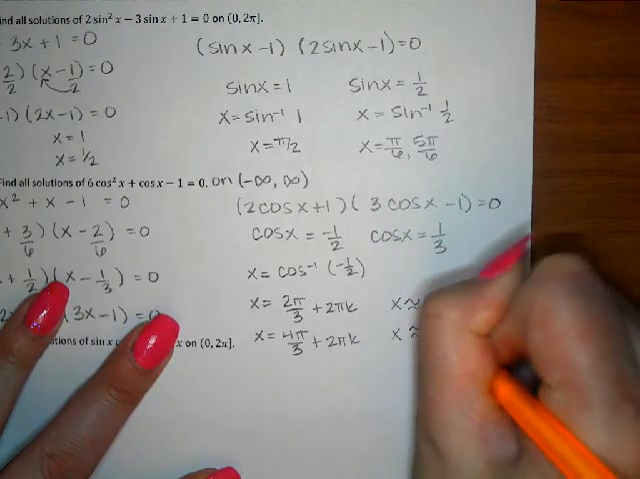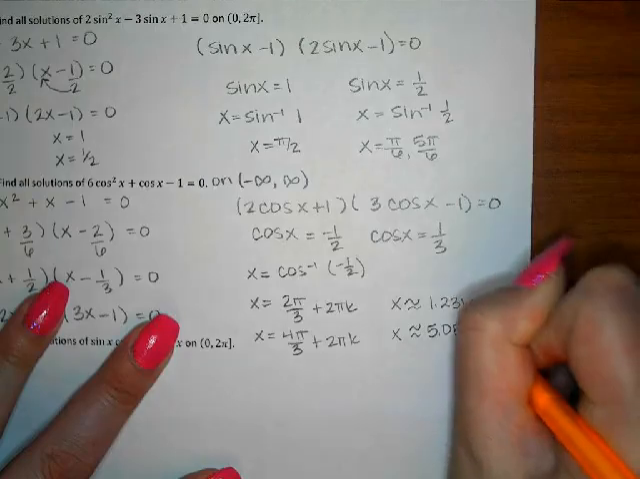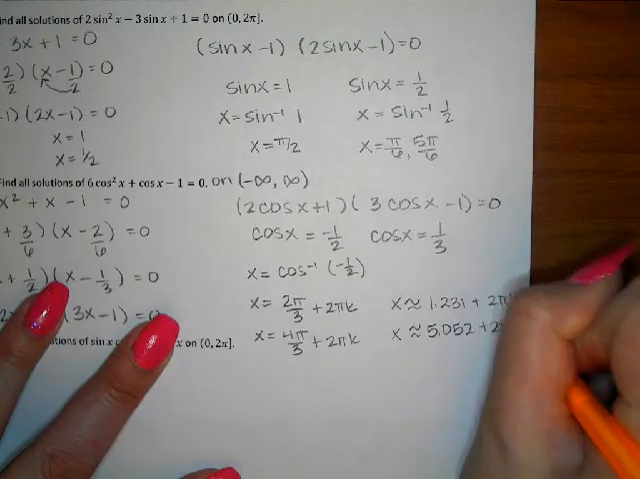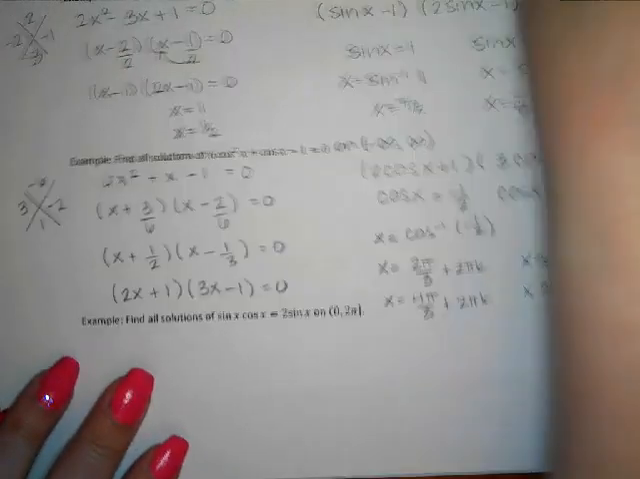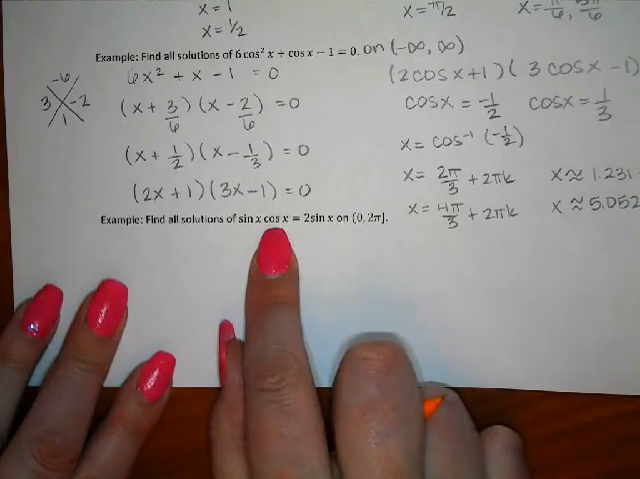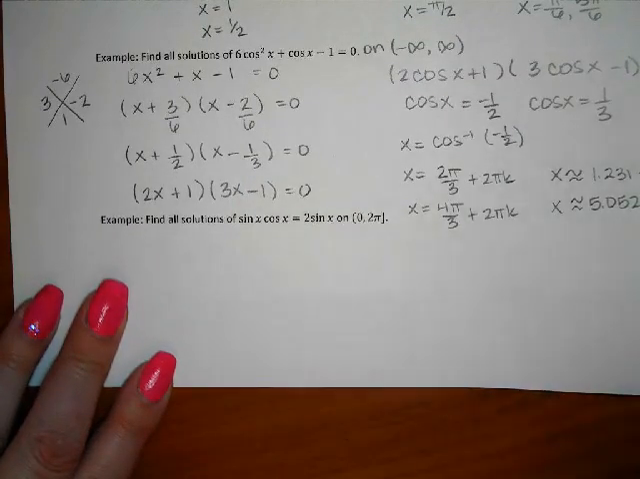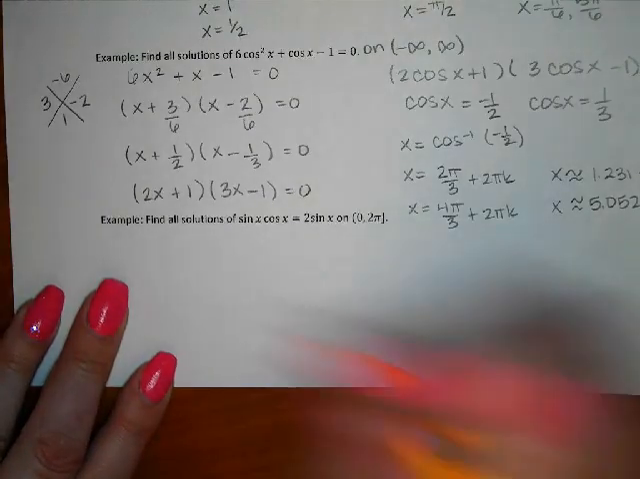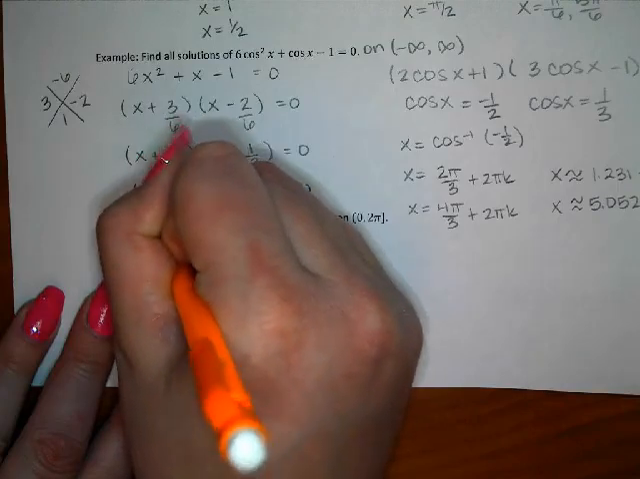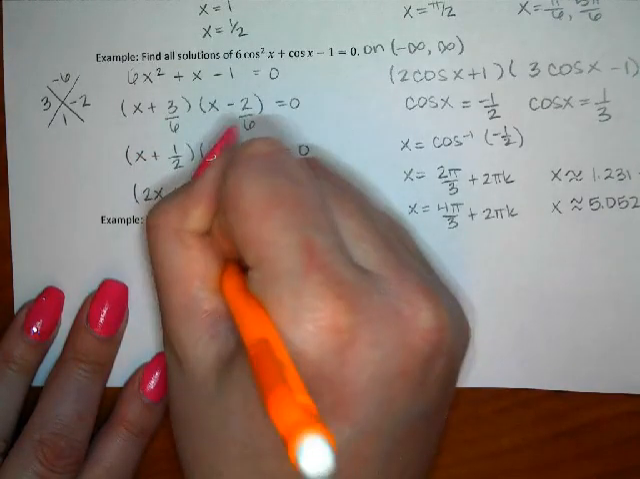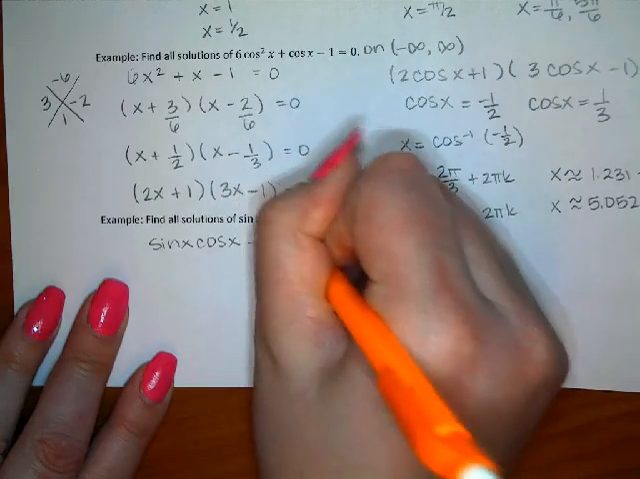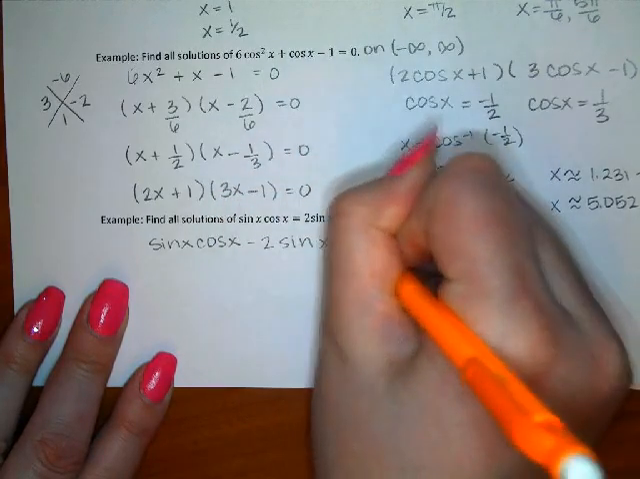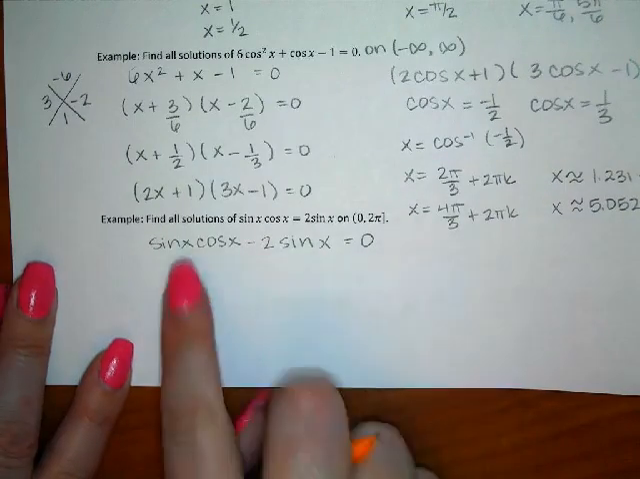All right, last problem. Sine times cos equals 2 sine. So whenever I factor something, I always have to make it equal 0. So I'm going to say sine times cos minus 2 sine. And for this one, you could factor it by thinking of it as like xy minus 2x. You could think of it like that.